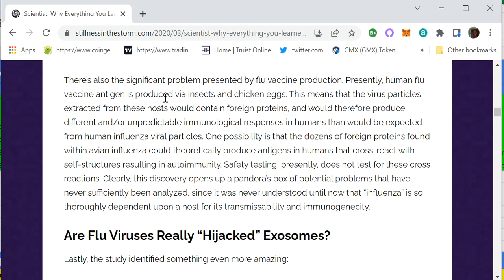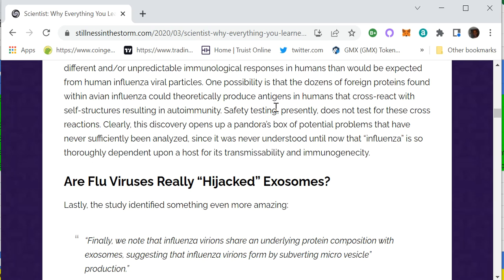So there's also a significant problem presented by flu vaccine production. Human flu vaccine antigen is produced by insects and chicken eggs. This means the viral particles from these hosts would contain foreign proteins and would therefore produce different or unpredictable immunological responses in humans than would be expected from human influenza viral particles. That's interesting, but I'd have to check that out.